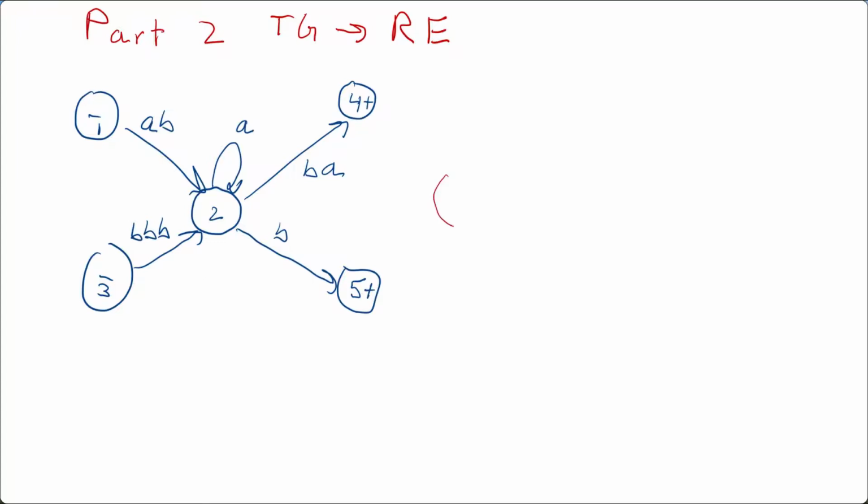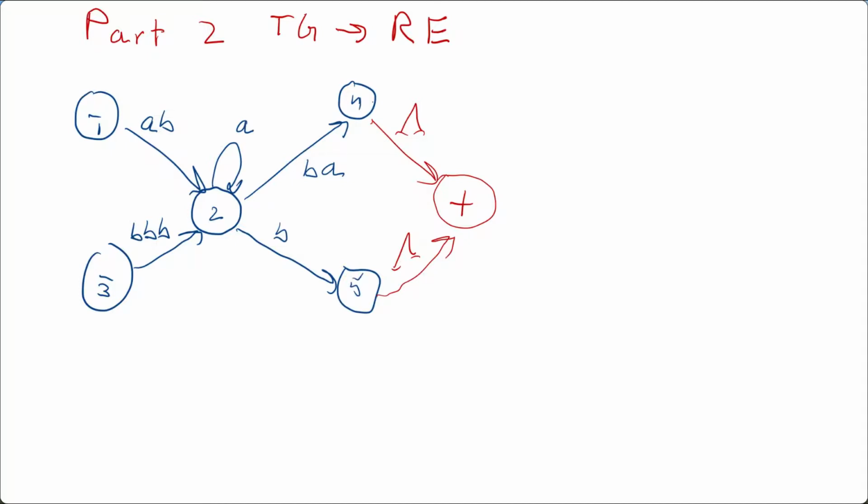So in step 1, we need a single final state. So we're going to add a new state here. We can't have two final states. So we're going to add a new state, and we're going to take our current final states and add what's called a null transition to our new final state. And as we do that, we're going to erase these as final states. So now they're just regular states.